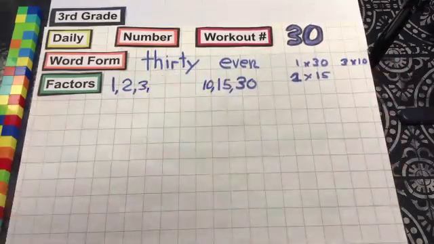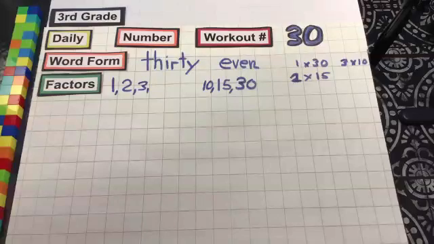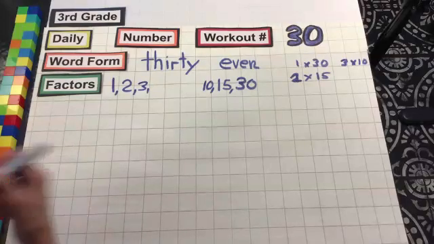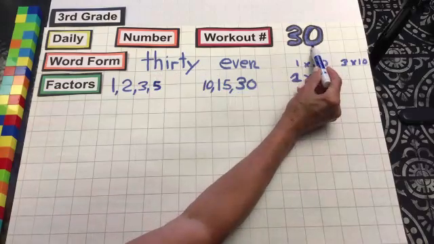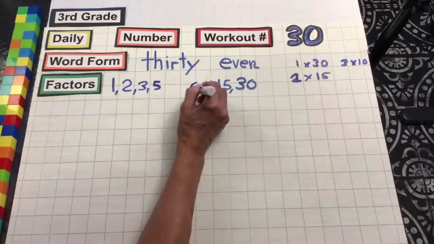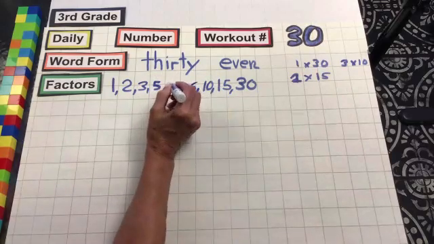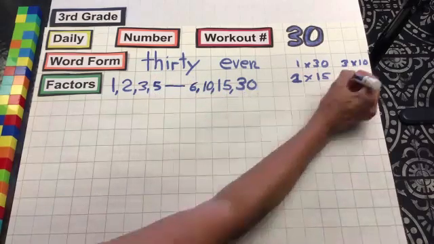Does 4 go in? 4 does not go in. 4 goes into 28. 7 times 4 is 28. And then 4 times 8 is 32. So it passes it up. 5 goes in because any number that ends in 0 or 5 goes into. 5 times 6 is 30. So 6 5s or 5 6s. And we're done because there's no other numbers in between.